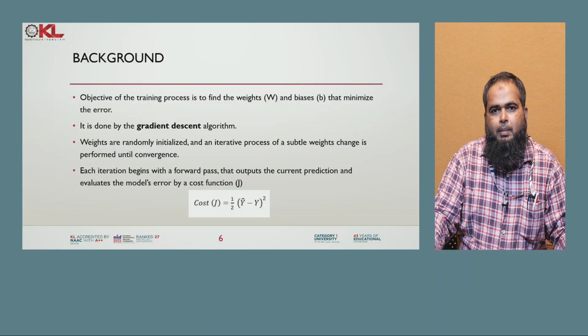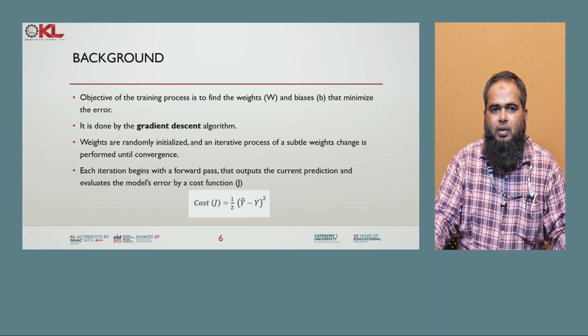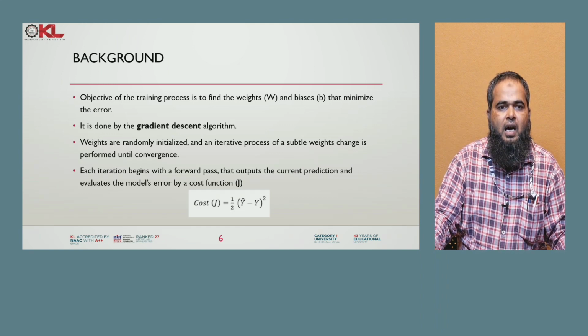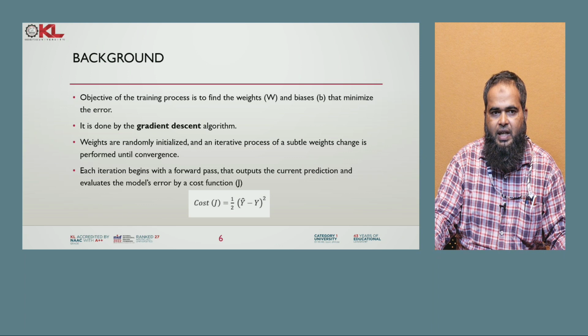So, what is the background of backpropagation? Our aim is the training process: to find the weights and biases that minimize the error. It is done by the gradient descent algorithm, where weights are randomly initialized and refined by an iterative process, because in each iteration we have to update our weights.